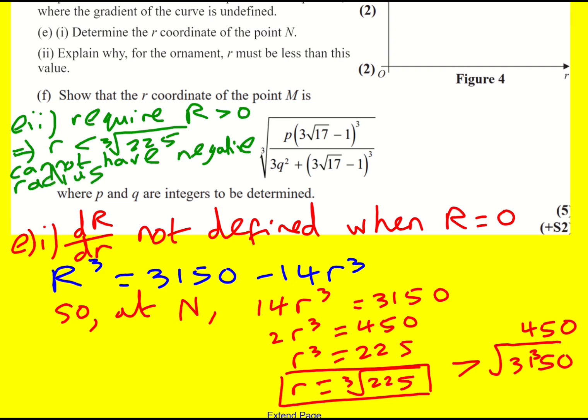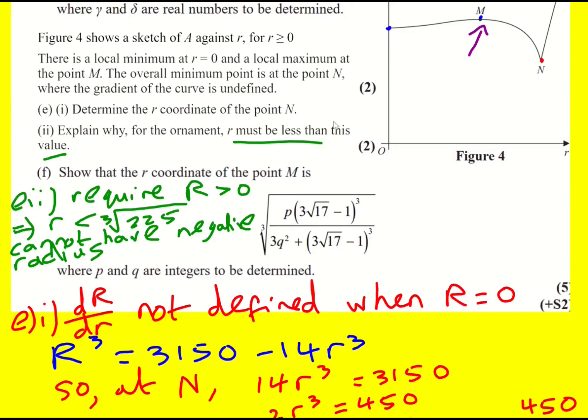I think in the answers they say if it went beyond it, then capital R would become negative, which you can't have. But we also, for me, need to explain why it can't actually equal the value, because it says r has to be less than this value. So it can't equal the cube root of 225 either, because then the radius will be 0.